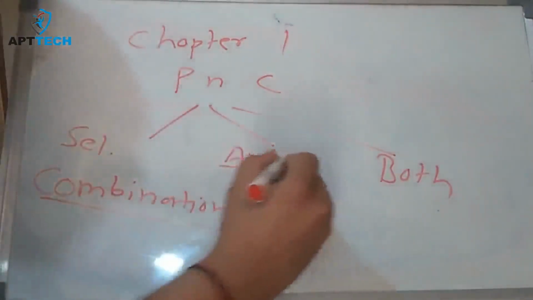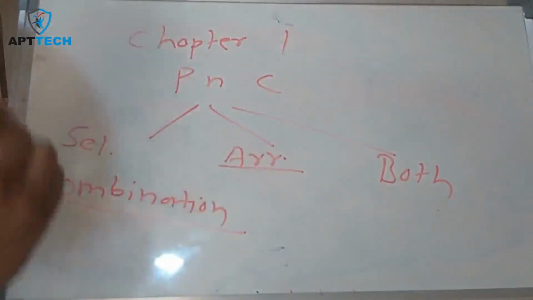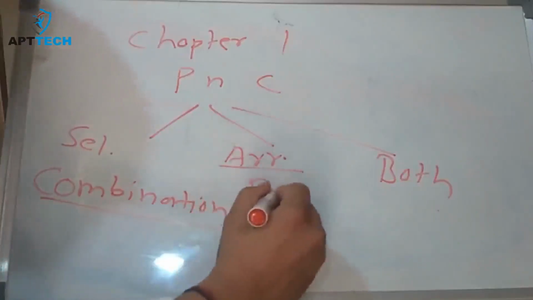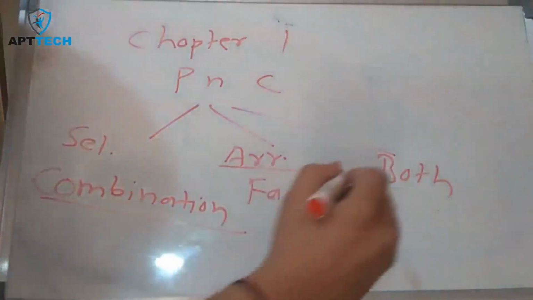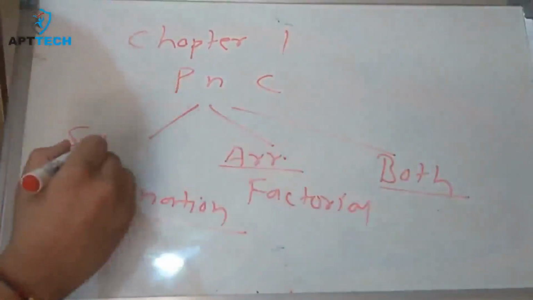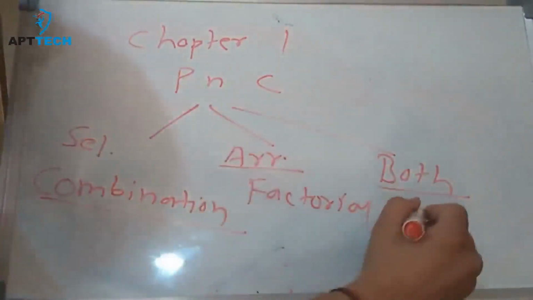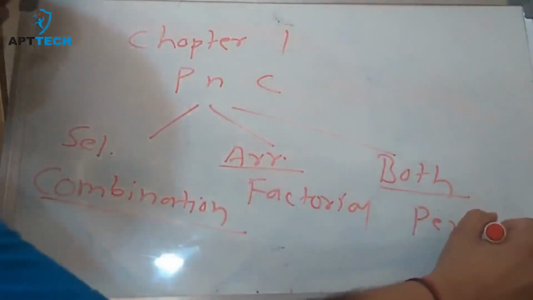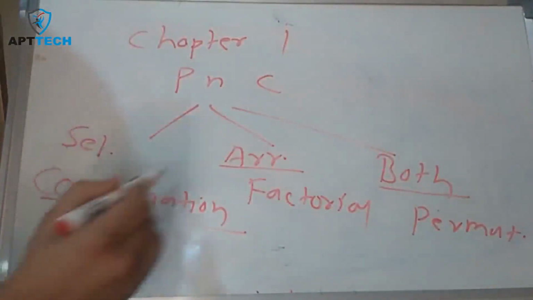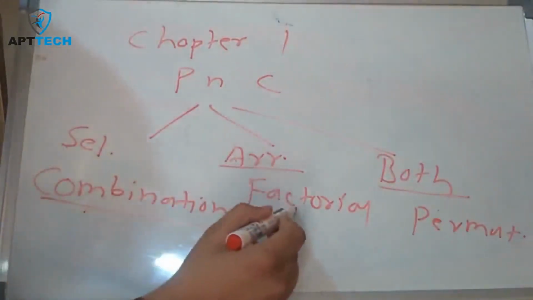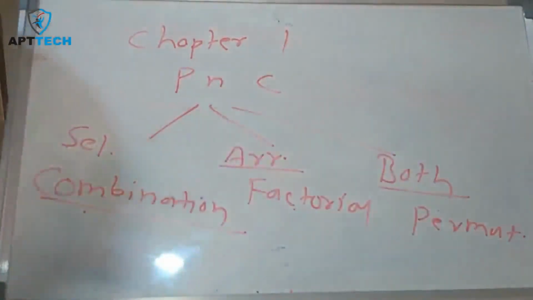Whenever arrangement comes into the picture, the operational mode will be factorial. And when a question demands both selection and arrangement, then the application of permutation comes into the picture. So only selection, combination; only arrangement, factorial; and when both come into the picture, we go for permutation.